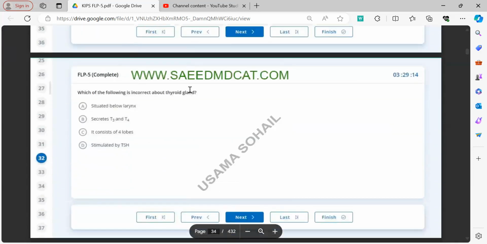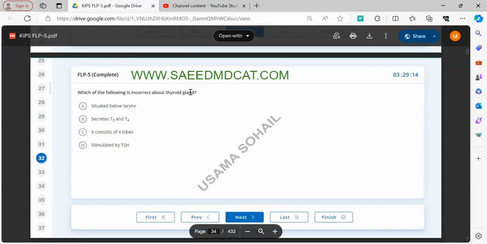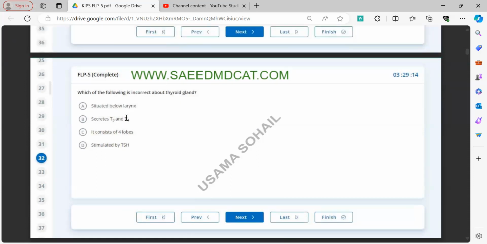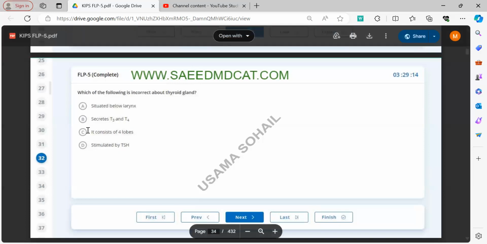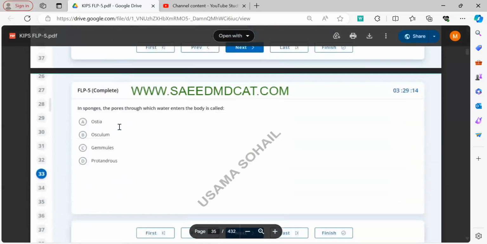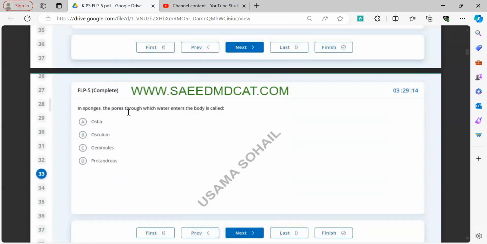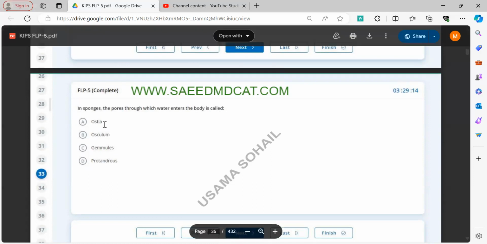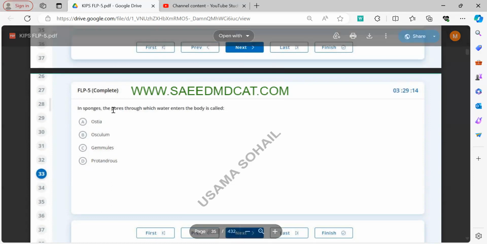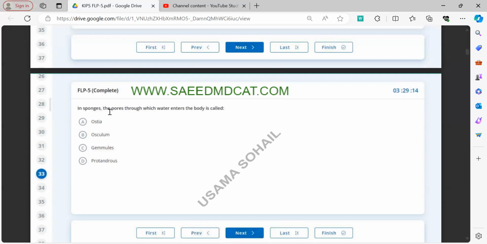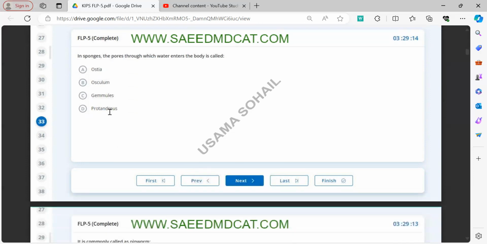In question number 32, although the thyroid gland releases TSH, it also has several other functions such as releasing thyroxine and thyrotropin. However, it only has one lobe, so the only incorrect option is C. In question number 33, you should note that the correct option is A, ostia, because in sponges, the water is being taken into their body by the ostia.